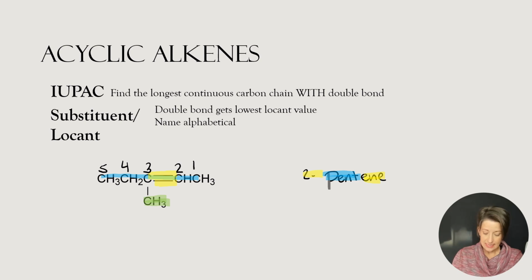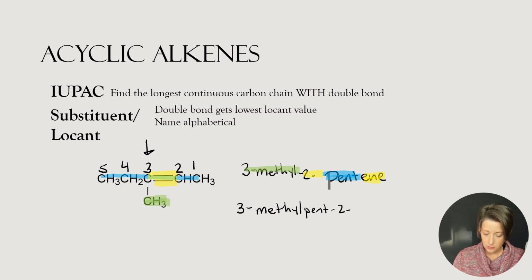That puts the methyl group on carbon number 3. So 3-methyl-2-pentene. If you liked writing the 2 in between the alkyl parent and the suffix, that would look like 3-methylpent-2-ene. So that is the other way in which you can represent this name from the chemical structure given to us.